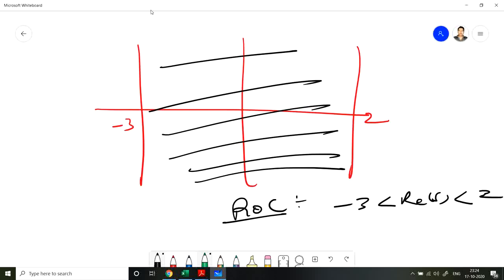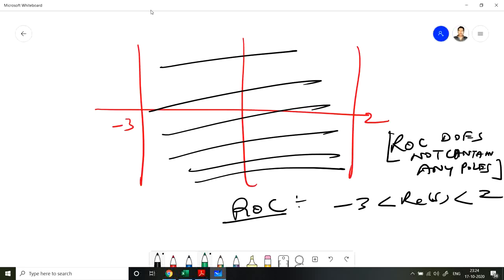And please understand the ROC will not include any pole, so that's why I have not taken less than or equal to, I have taken only less than. So the ROC does not contain any poles. This is a pole, this is also a pole, this is j omega, here is sigma. So we can say that the ROC is not containing any pole.